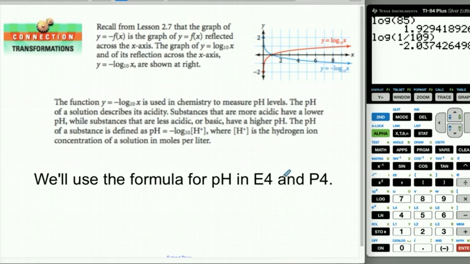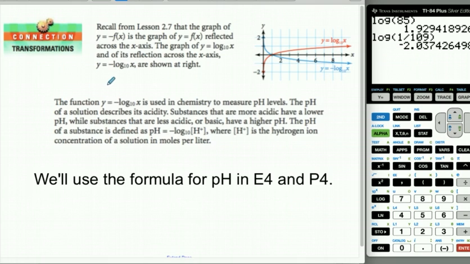All right, so from lesson 2.7, you'll recall that when we put a negative in front of a function, it flips it over the x-axis. So here's the log base 10 of x, and if we put a negative in front of log base 10 of x, we would just get a graph that flips over the x-axis.